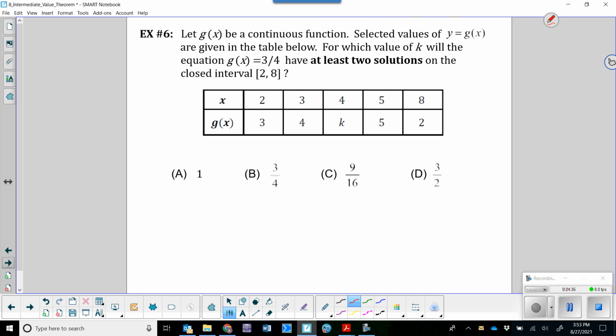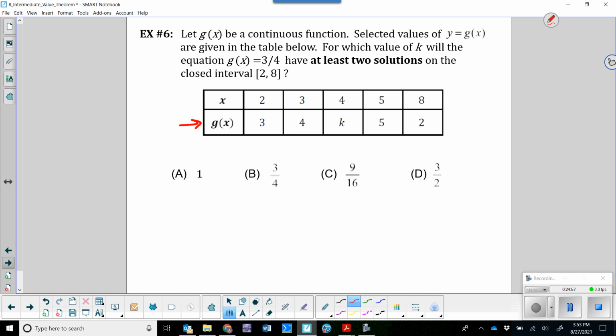Let's go ahead and answer example 6 here, because this is giving me an example to answer like a multiple choice question that might be reasonable on the AP test, and then we'll do the last examples in class. So g is a continuous function, okay? So this is a table that has some values. They're telling us g is a continuous function. They're giving us a few values here.